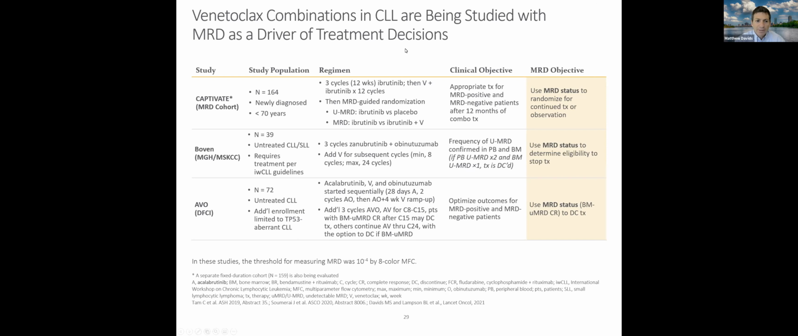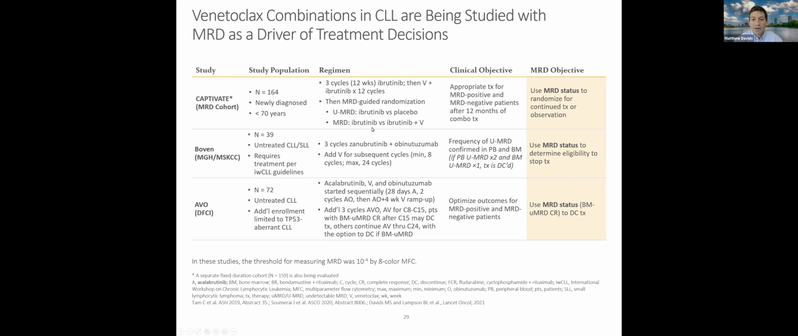So the Captivate study looks at a combination of ibrutinib with venetoclax. All of the patients get 15 months of therapy, but then if patients get to undetectable MRD, they get randomized in this trial. Half the group gets ibrutinib continuously, and half the group gets a placebo, because we really don't know if additional ibrutinib is going to be helpful for these patients. And this is the only way we're going to understand that. In the MRD detectable group, we're worried that these patients still have detectable disease and they probably do need some additional therapy.